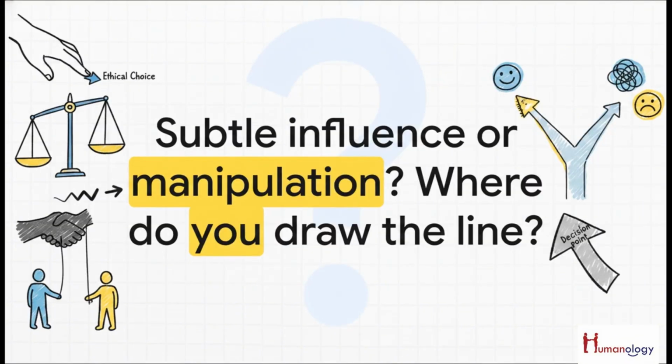Which, of course, brings us to a final, pretty big thought. This stuff is powerful, there's no denying it, but it also opens up a really tricky question. So I'll just leave you with this to chew on. Where do you draw the line between subtle influence and manipulation? When does a helpful nudge become something else? It's a blurry line and definitely something worth thinking about.